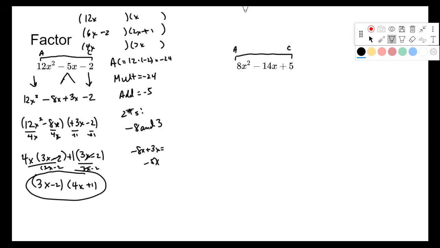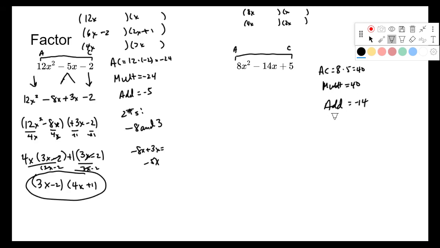Again, the 8 leaves a lot of options. It leaves the 8x and the x if you're going to use guess and check. There's also a 4x and a 2x that you could use. It gives you too many options. So we'll use the AC method instead. Okay, so my two numbers, the a times the c. If I do 8 times 5, that's 40. So my two numbers have to multiply to be 40, and they have to add together to be negative 14.